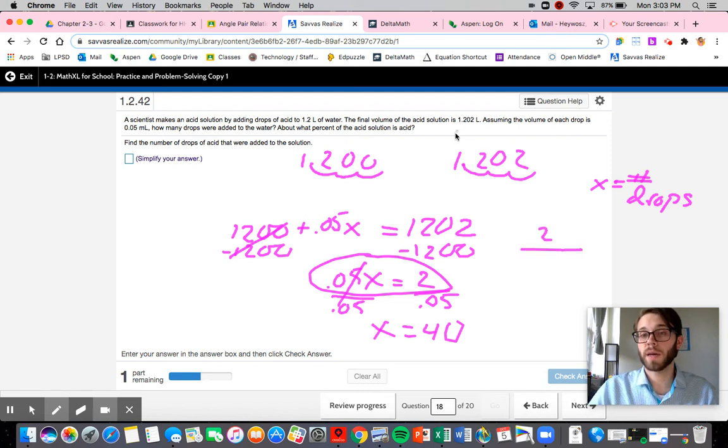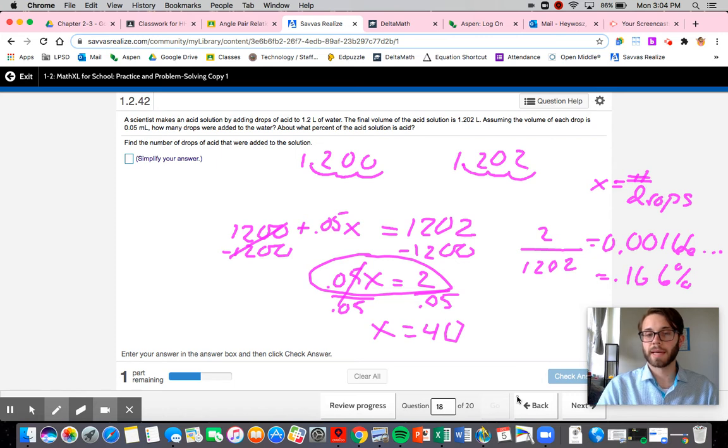So we know that we have 2 milliliters of acid, okay? And we are dealing with 1,202 milliliters of solution. So ultimately, that is 0.0016, and so on. So if we were to convert that into a percentage, that is 0.166%. And it is 0.166% acid.